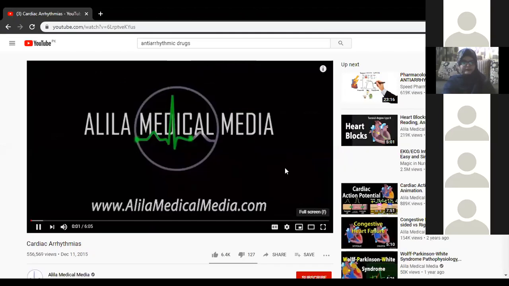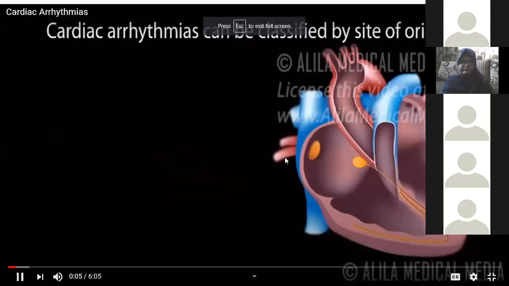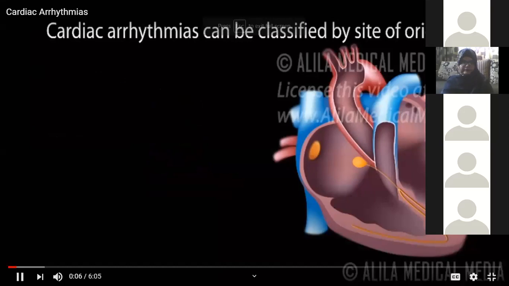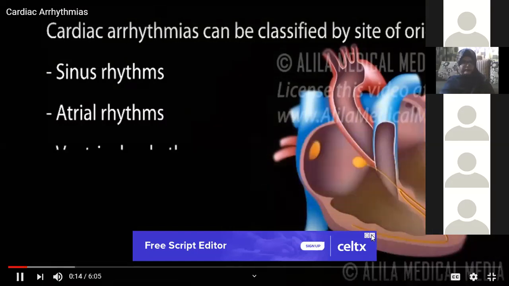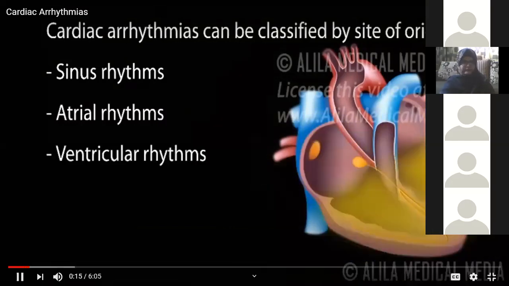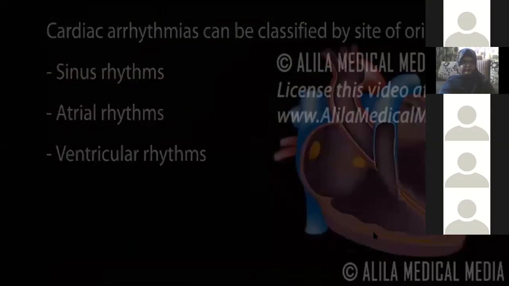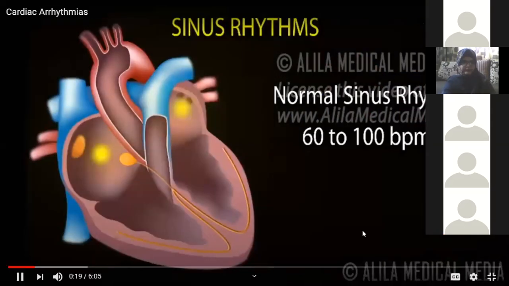Cardiac arrhythmias can be classified by site of origin. Sinus rhythms originate from the sinoatrial node, or SA node. Atrial rhythms originate from the atria. Ventricular rhythms originate from the ventricles. Sinus rhythm is the normal rhythm of the heart, set by its natural pacemaker in the SA node.